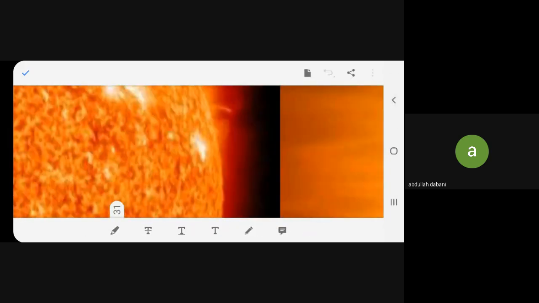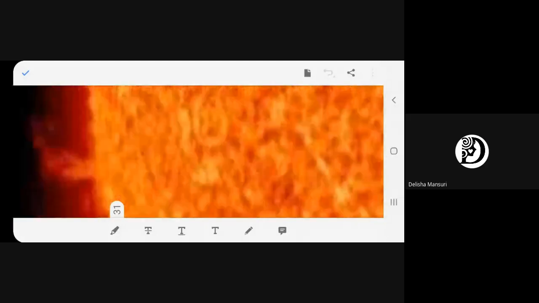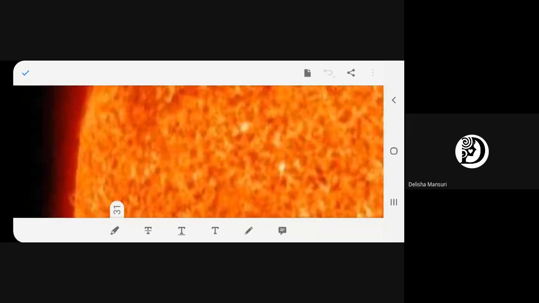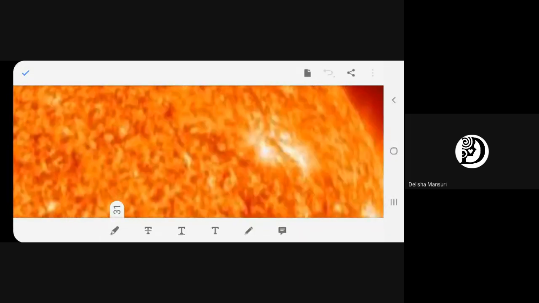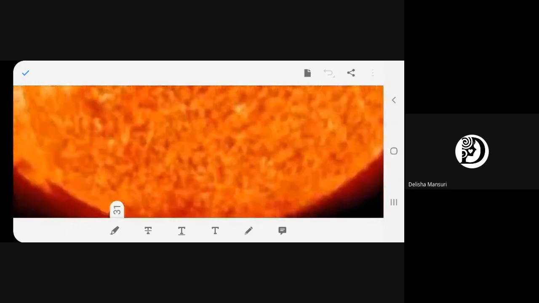Got it? Again I will show you some more sun flares. See, can you see this? These are all sun flares. See here. Can you see this? This one. Can you see this, beta? These are all sun flares.